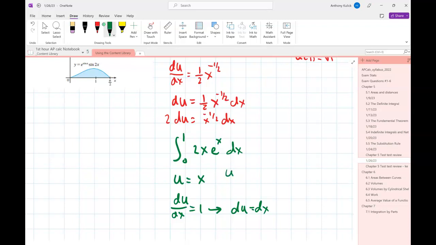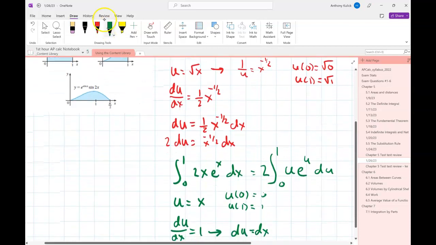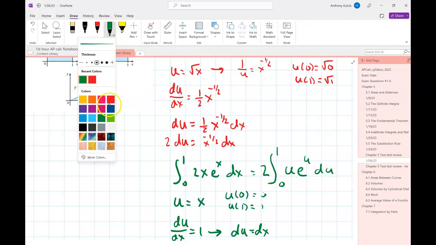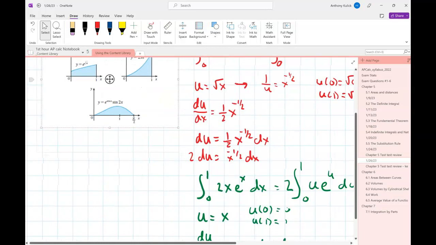And then I just have to change my bounds. So u of 0 is still going to be 0. u of 1 should still be 1. So I have the integral from 0 to 1. I have that 2. I'm going to suck that out front. I know that x is equal to u, so I have u. And then I have e to the u du, which is not the same as the previous integral, right? Because that's a 1 over u. This is a regular u. So I know that those two areas are not equal. So it's probably going to be this third one is going to equal one of the first two. Let's find out which one.